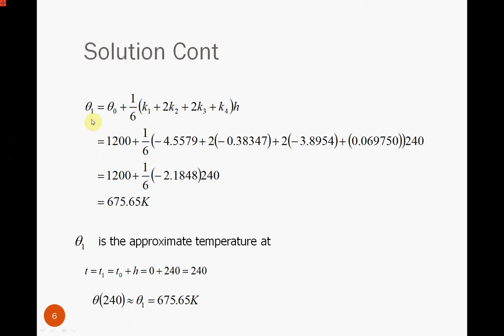Remember, our temperature at 240 is our temperature at theta0, which is 1200, plus 1/6 of these weighted averages by h, do all the numbers, minus 675.65, and so the approximate temperature at 240 is 675.65 Kelvin. Now we have theta1, and theta1 is going to give us theta2.